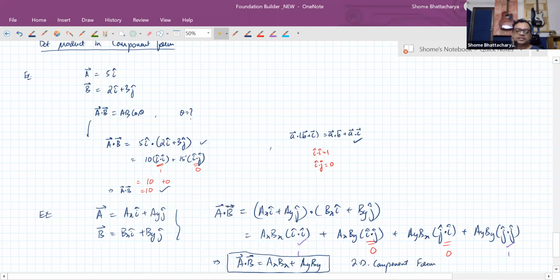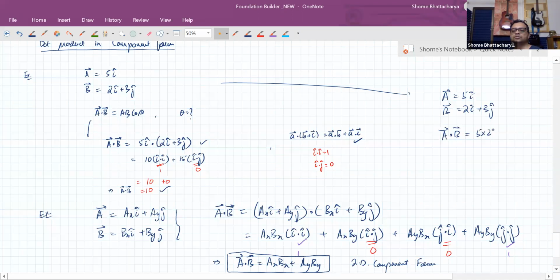So you can see, if you apply this formula directly here also, if a is 5 i cap and b is 2 i cap plus 3 j cap, and I just apply this formula, a dot b should be equal to ax into bx plus ay into by. So that's 10. So obviously the formula is coming from the same place that this question solving had come from, which is basically using this set of properties of vectors.